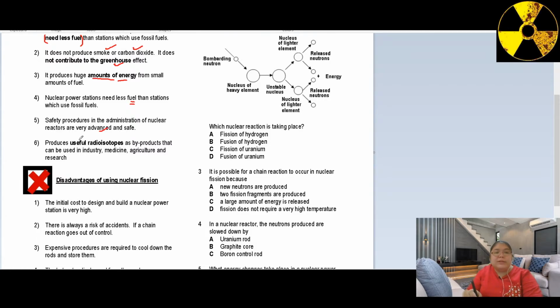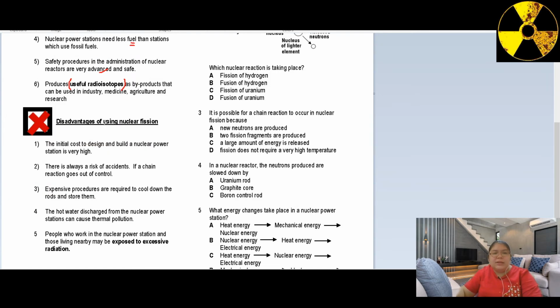Okay, number 6, remember, it is useful for isotopes. Before that we learned medicine, industry, agriculture, and also agrology. This one they say is useful for isotopes. Okay, now we're going to see the disadvantages of nuclear fission. Disadvantages, you know, because there are so many.